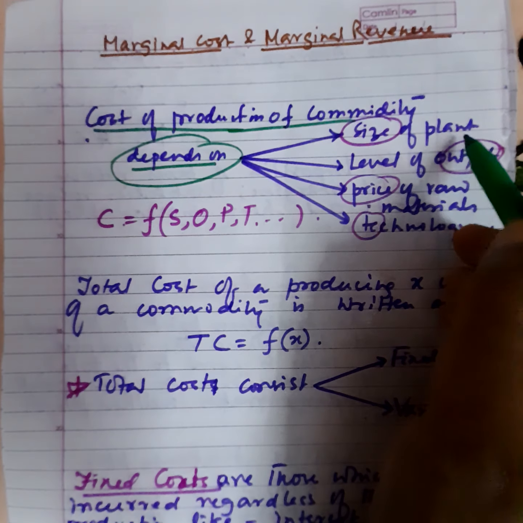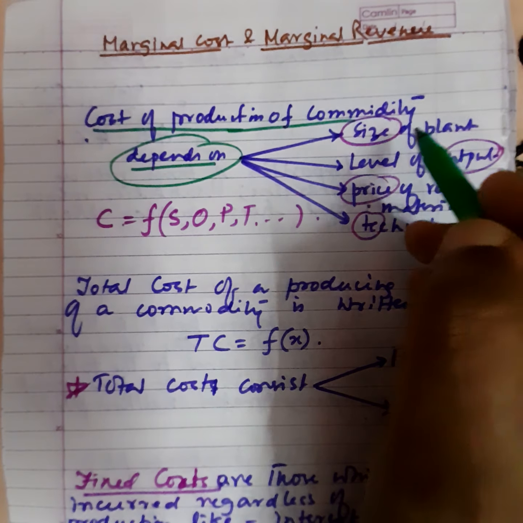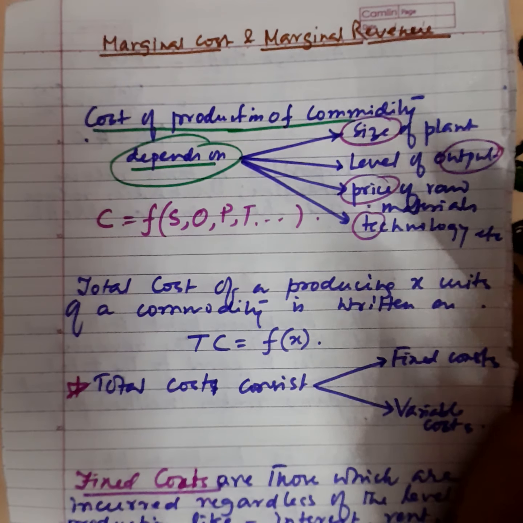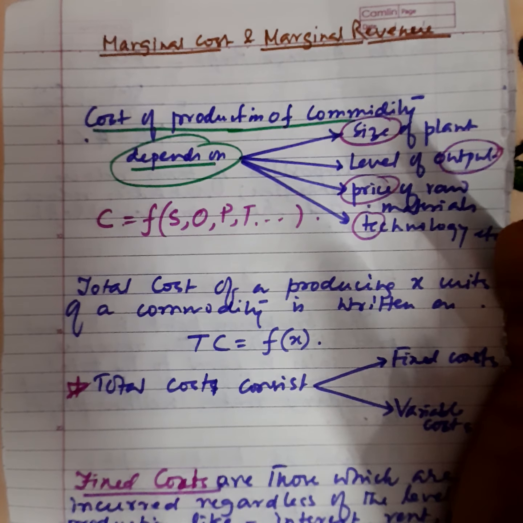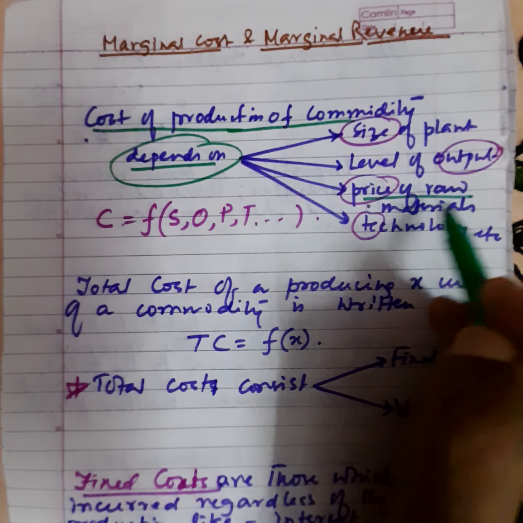It depends upon the size of the plant, the level of output. What will be the level of output? What things will come out? Production, that is production. Price of the raw materials.